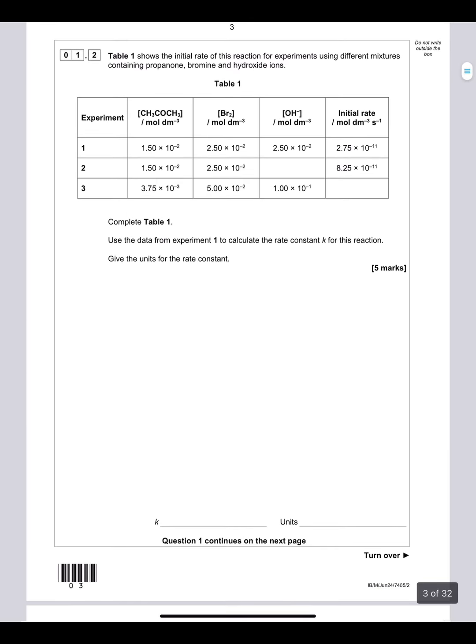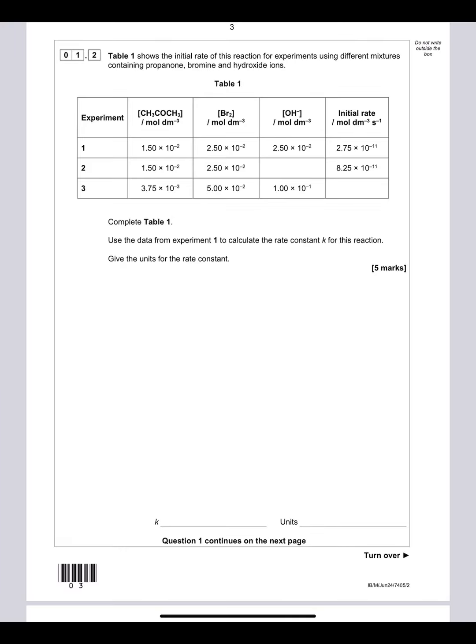And then the second question is that they give you the three different experiments where they provide you with the initial concentration of all the three reactants and the initial rate. And they ask you to complete the table. This is a very common question in the exam. Will they give you a table and ask you to complete some of the concentration or of the initial rate?